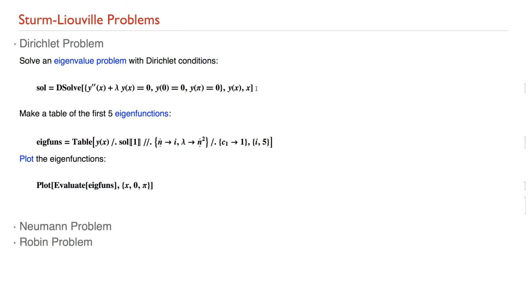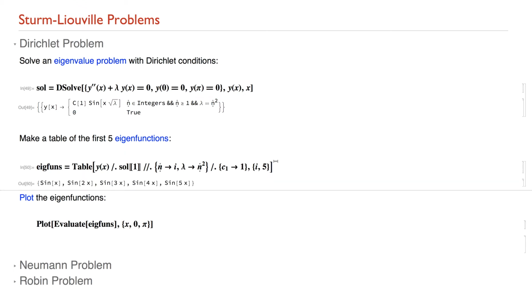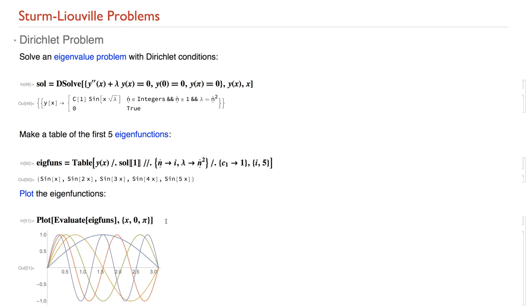And if you ask DSolve to solve the problem, it tells you that there are non-trivial solutions only for a very limited number of values of lambda. Namely, lambda had better be a perfect square. So here are the first 5 eigenfunctions, sine x, sine 2x up to sine 5x. And then what you can do is you can plot these eigenfunctions. So the Dirichlet problem is a very simple example of a Sturm-Liouville problem.